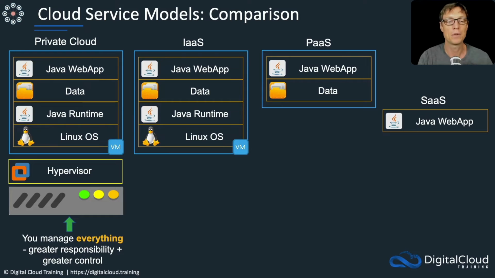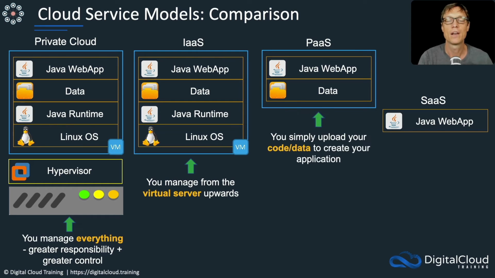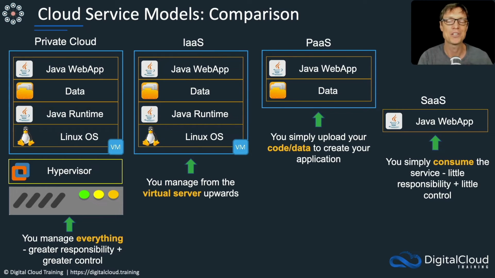You get greater responsibility, but also greater control. You can configure this entire stack exactly the way you want it. With infrastructure as a service, or IaaS, you manage from the virtual server upwards. With PaaS, you simply upload your code or your data to create your application. And lastly, with SaaS, you just consume an application. There's very little responsibility here, but also very little control.